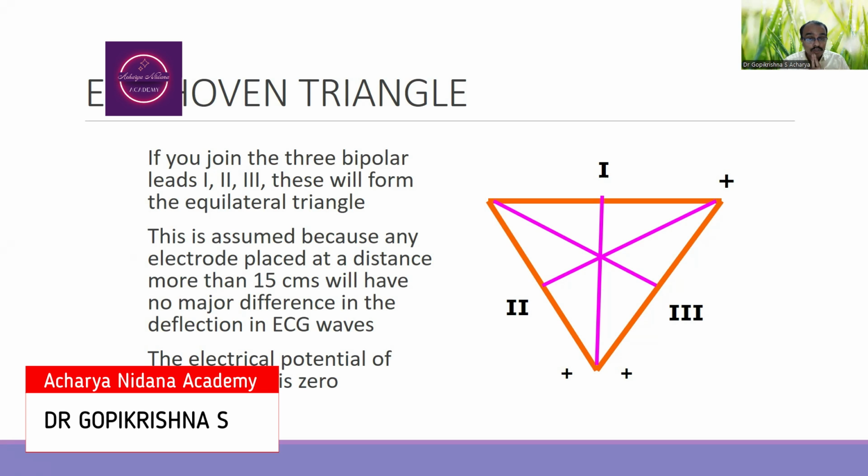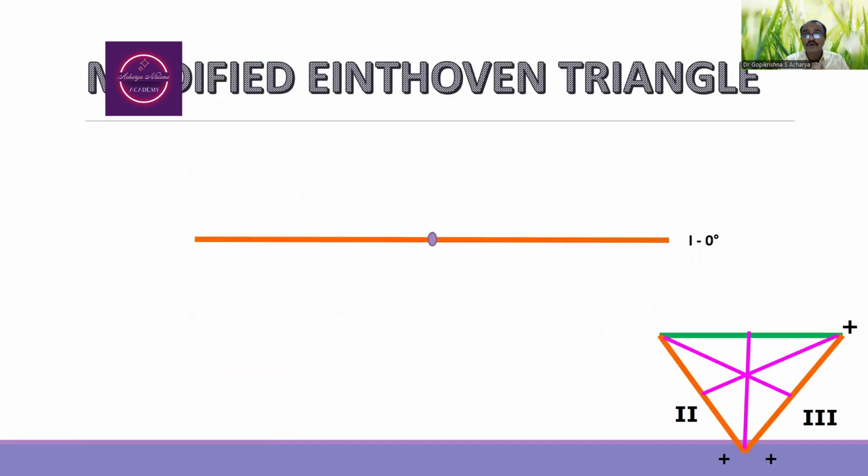Einthoven was the physiologist who developed this phenomenon, which is why it is named Einthoven's triangle. If you join leads 1, 2, and 3, they form Einthoven's triangle. As it is a closed circuit, the electrical potential will be 0. With this information, we are now going to modify Einthoven's triangle.